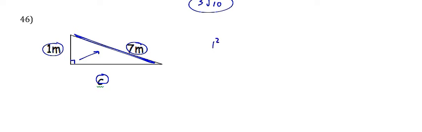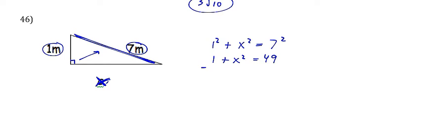So we should have 1 squared, and for all intents and purposes, I'm just going to call this x. Alright, I like calling that x better. So I'm going to say 1 squared plus x squared equals 7 squared. 1 plus x squared equals 49. Alright, 7 squared is 49.